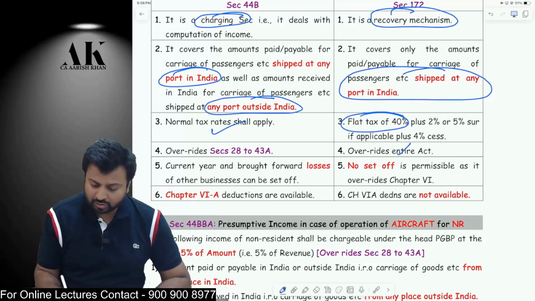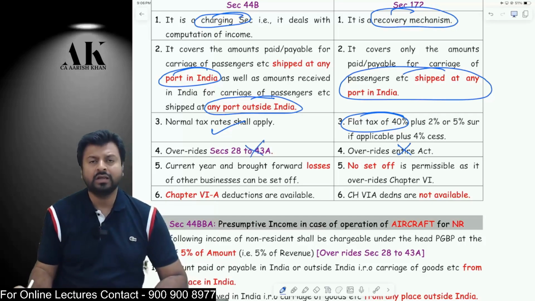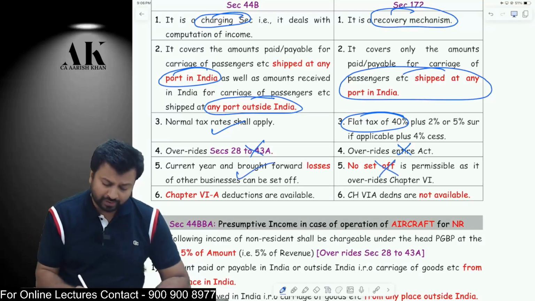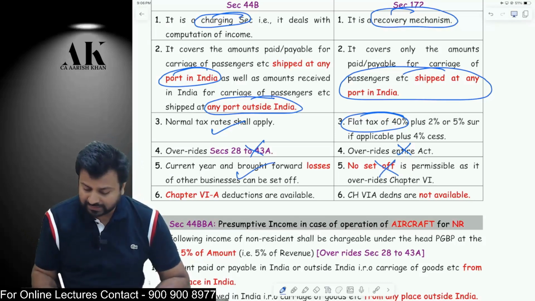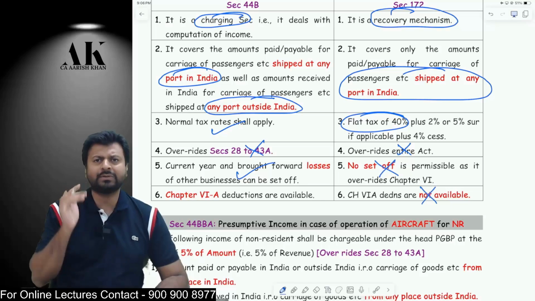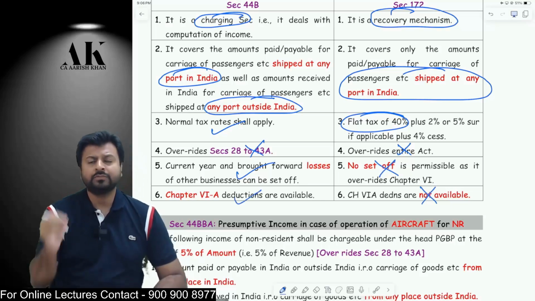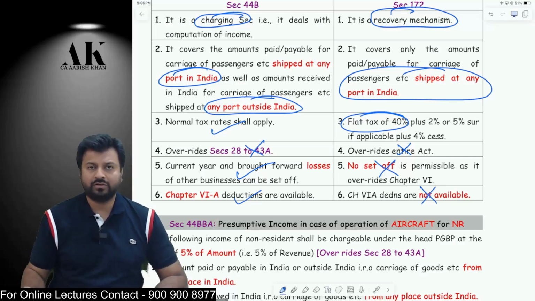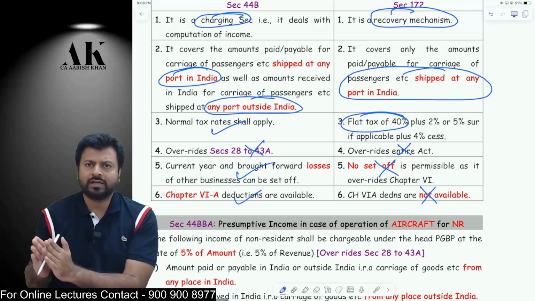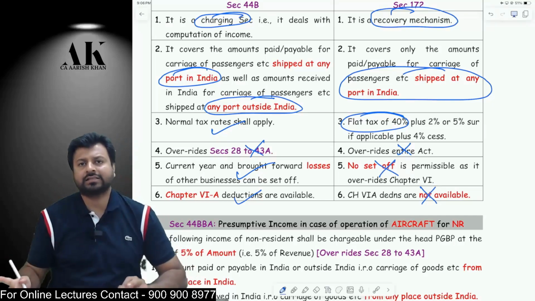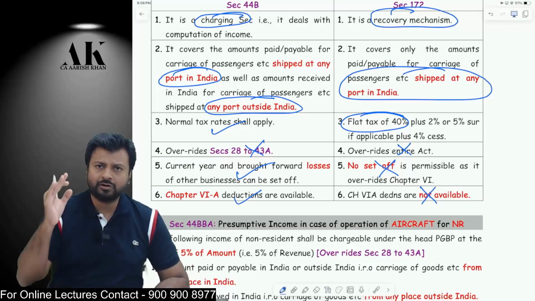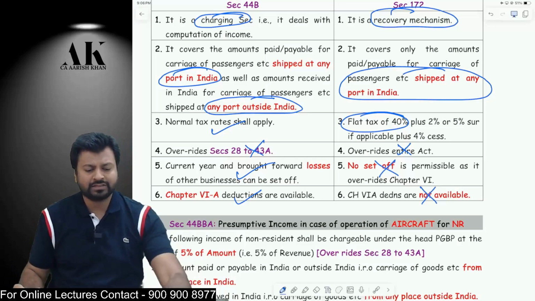In 172, you are not going to get any deduction. In 44B also, you will not get any deduction of PGBP. In 172, you are not going to get the set off of loss also. But in 44B, you are going to get the set off of loss. In 172, you are not going to get the chapter 6A deduction also. But in 44B, you will at least get the chapter 6A deduction. I hope it is clear to all of you. So always follow 172 first and then 44B in the assessment year, and whatever is the differential tax will be refunded to you, and the amount paid under 172 will be treated as your advance tax.